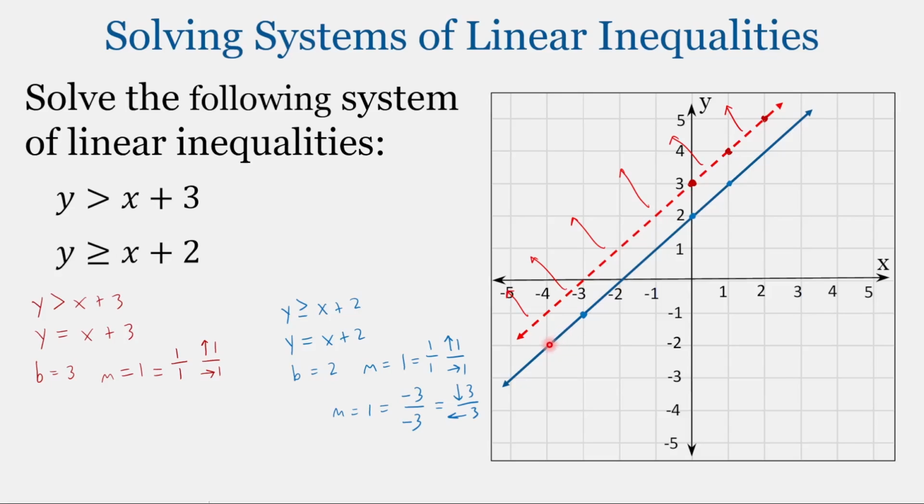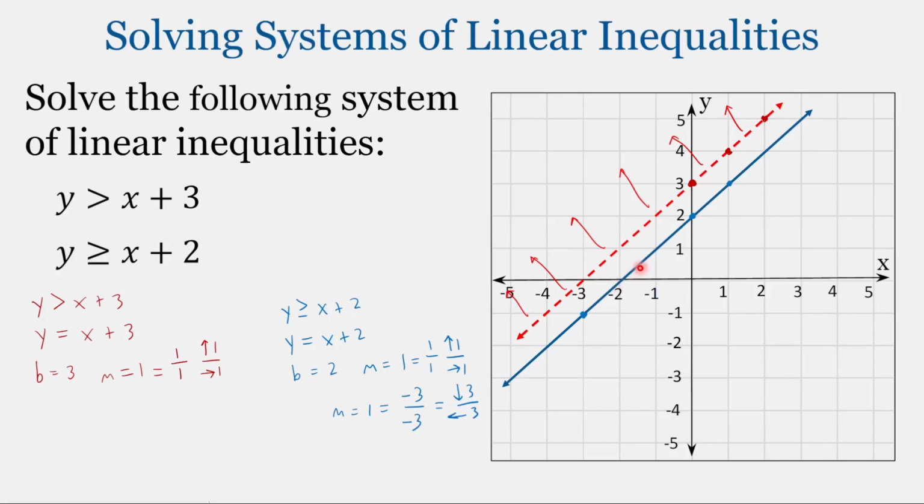Again, the second inequality has a solid line because the points on the line are included in the solution, since we have greater than or equal to. With the first inequality, this is a dashed line because the points on the line are not included in the solution, since this is only y greater than. The equal to is not a possibility. So the boundary line itself is not included.